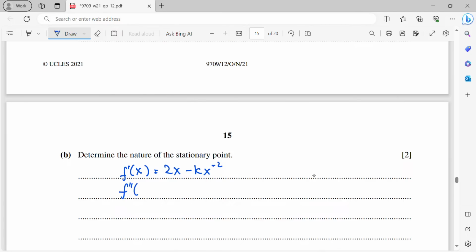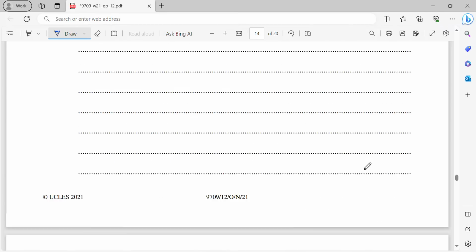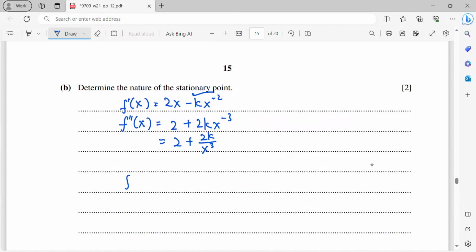Now my f double prime x, when I differentiate 2x to get 2, this minus 2 move down and combine with minus k, it will be plus 2k x power negative 3. Okay, then now I will simplify it to be a simpler form by moving down the x cube, because it is x power negative 3. So now replace the x coordinates by 2, to check whether the f double prime 2 is greater than 0 or less than 0.